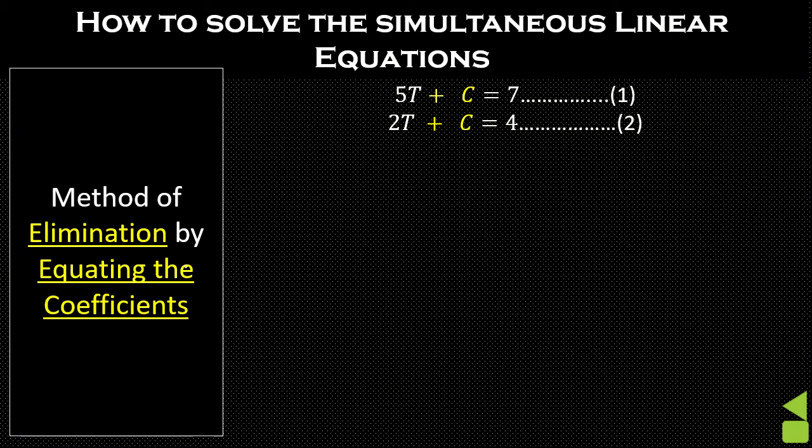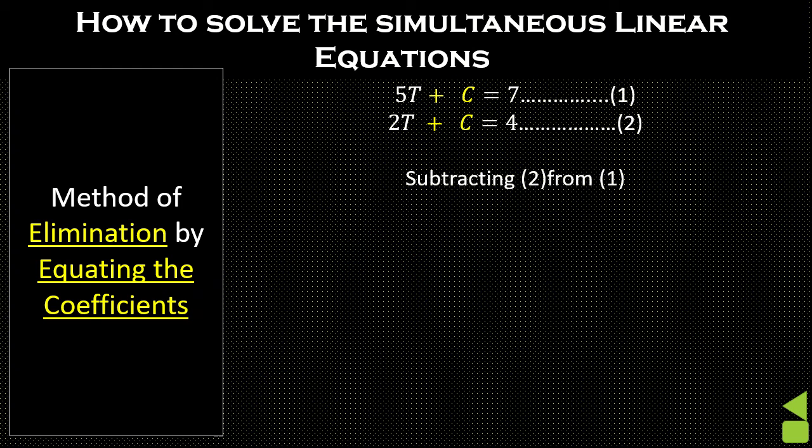Now here the coefficients of c are the same, and the signs are also the same. So the coefficients are the same, that means we have to eliminate that variable. That means we are going to eliminate c here. So how to eliminate c? We will see.